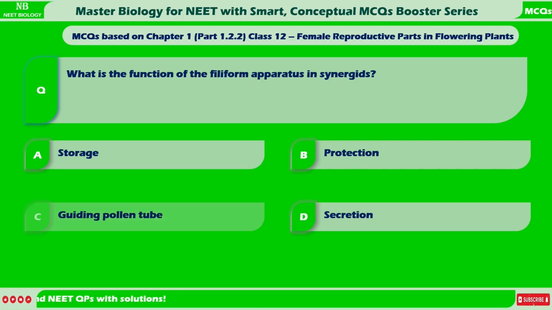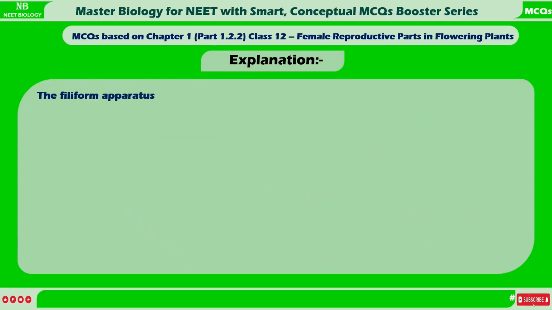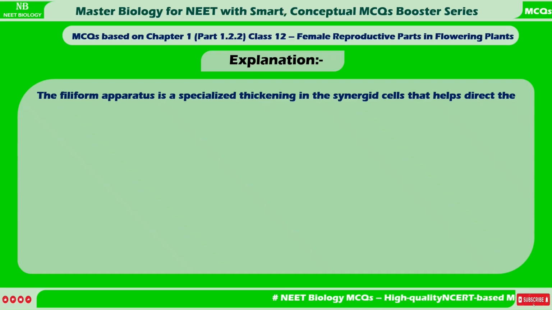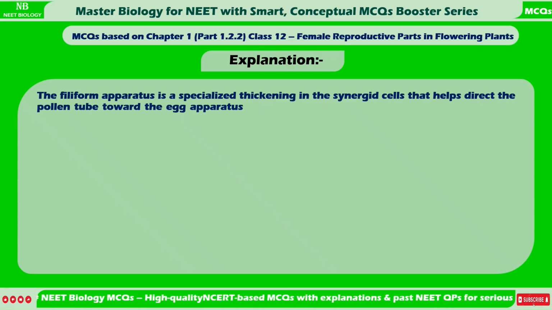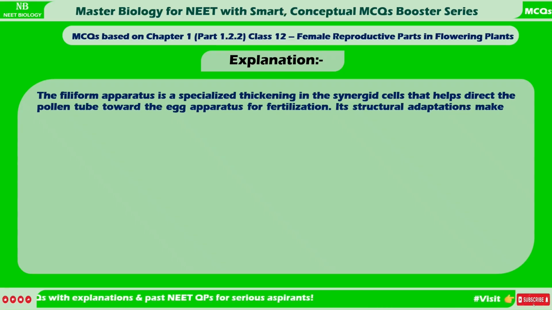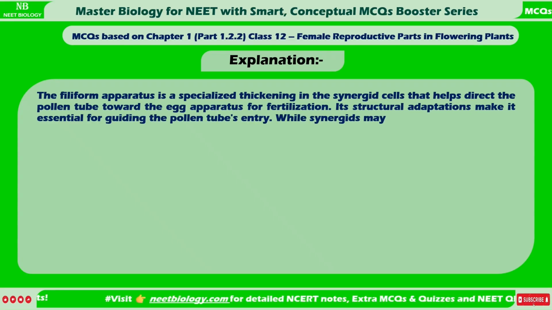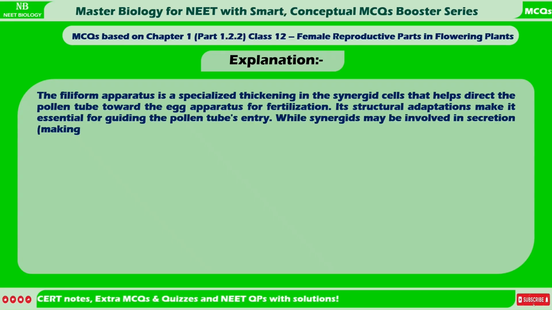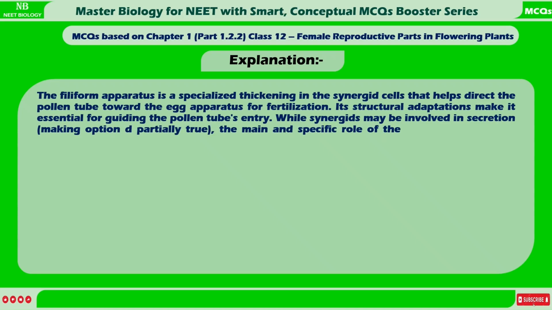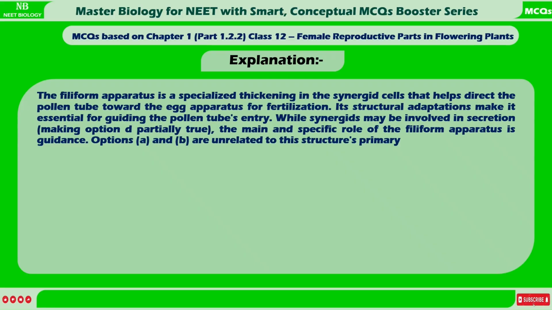Correct answer is C. Guiding pollen tube. Explanation: the filiform apparatus is a specialized thickening in the synergid cells that helps direct the pollen tube toward the egg apparatus for fertilization. Its structural adaptations make it essential for guiding the pollen tube's entry. While synergids may be involved in secretion, making option D partially true, the main and specific role of the filiform apparatus is guidance. Options A and B are unrelated to this structure's primary function.